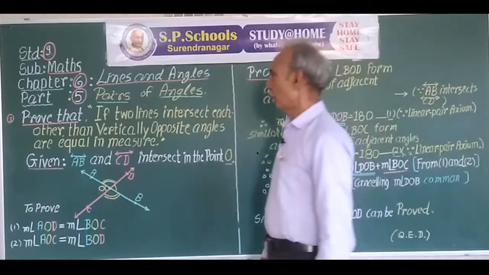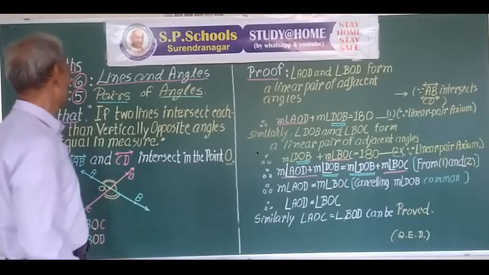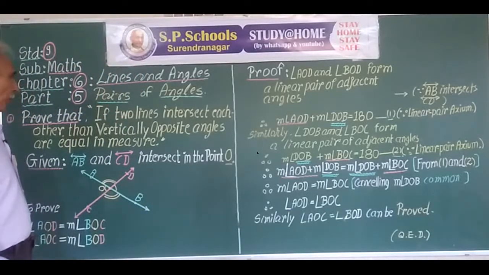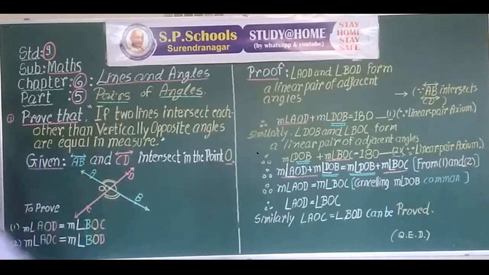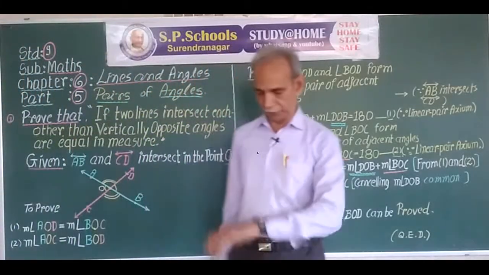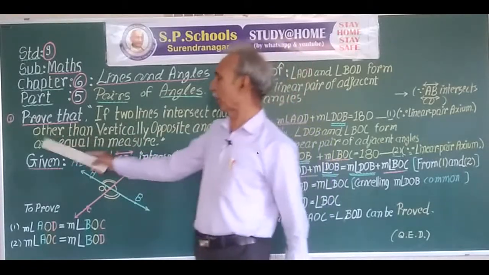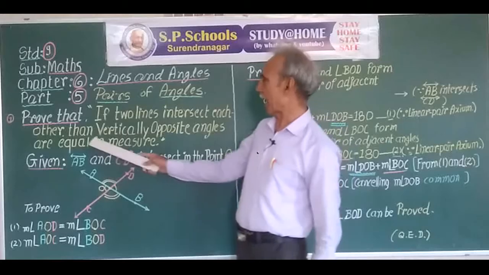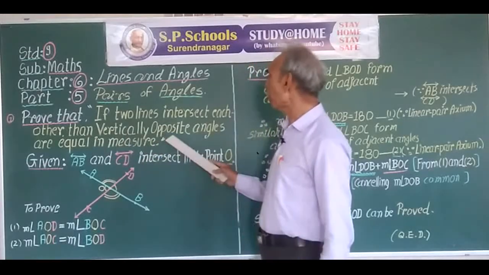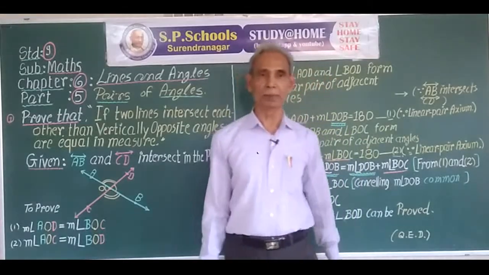Today we shall discuss some proofs in pairs of angles. Prove that if two lines intersect each other, then the vertically opposite angles are equal in measure.